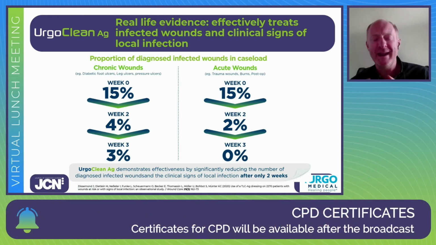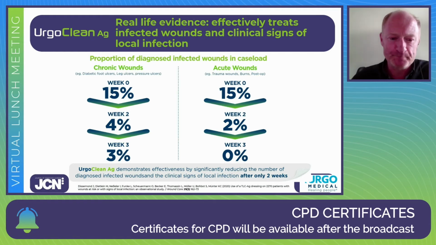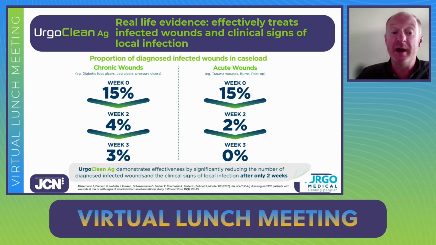There may have been plenty more that were at risk of infection, in other words, that had high levels of slough or exudate. So UrgoClean Ag demonstrates effectively a significant reduction in the number of diagnosed infected wounds after only 2 weeks.